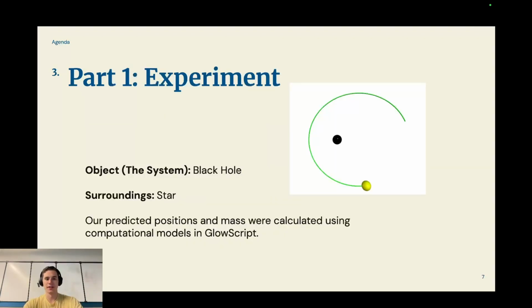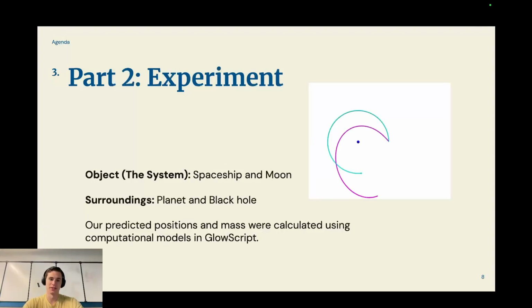So here's part one, the experiment. We had our system, the black hole, and our surroundings, a star. Our predicted positions and mass were calculated using computational models in GlowScript. For part two, much the same, but this time the spaceship and the moon are our system, and our surroundings are the planet and the black hole. Our predicted positions, once again, were calculated in GlowScript.